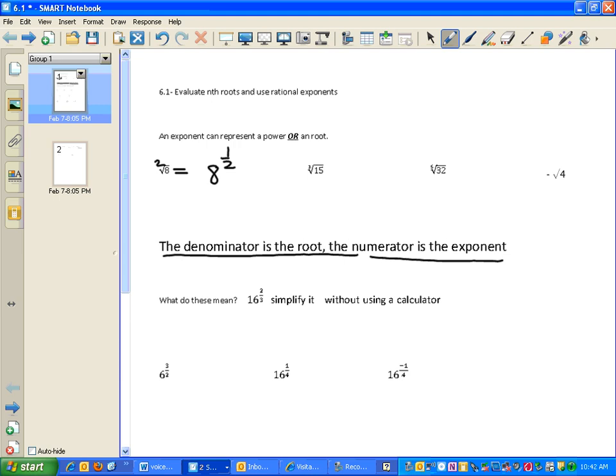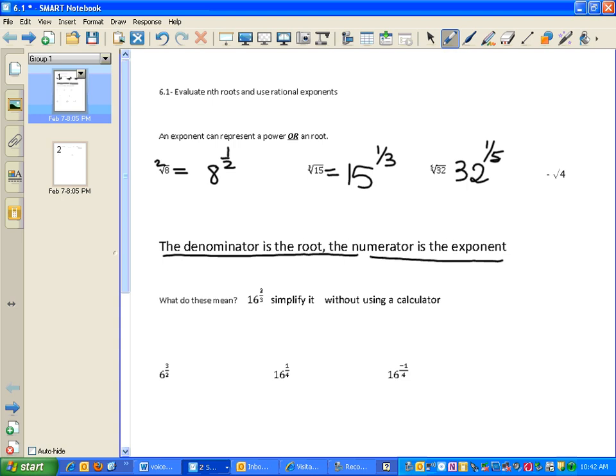So I can say the cubic root of 15 is really 15 to the 1/3, because it's the cubic root. And so the 3 is the denominator. Does that make sense? If I say the 5th root of 32, then I'm saying 32 to the 1/5. Now, negative signs are kind of funky. You need to be careful about where it's placed when you're rewriting it.